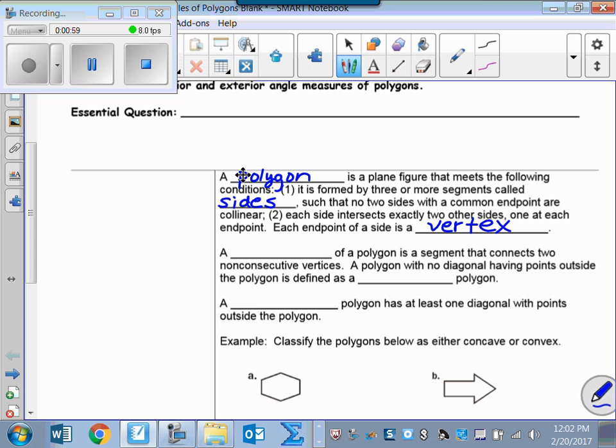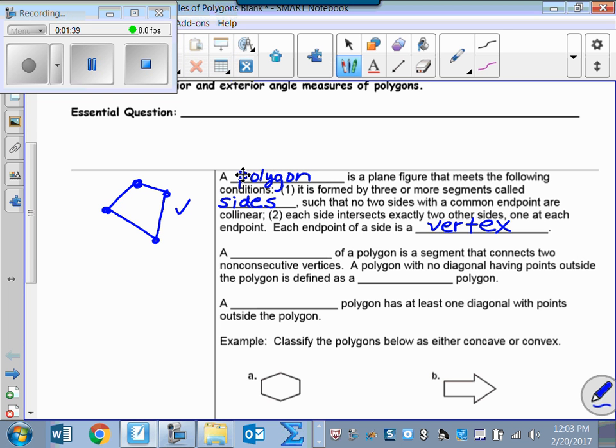So let me just sketch one over here so we can make sense of that. Okay, let's see if this is a polygon. It is formed by 3 or more segments. Well, yeah, I got 4 segments here called sides, such that no two sides with a common endpoint. Okay, here are these common endpoints. No two sides with a common endpoint are collinear, and we do meet that criteria here. And each side intersects exactly two other sides, one at each endpoint, and we do see that that's what we have here with this shape that I've drawn. So we know that this is what a polygon is.